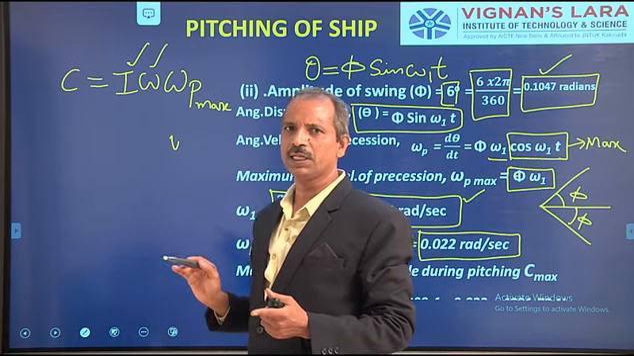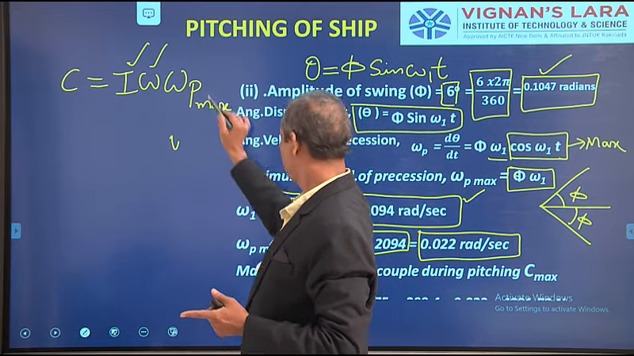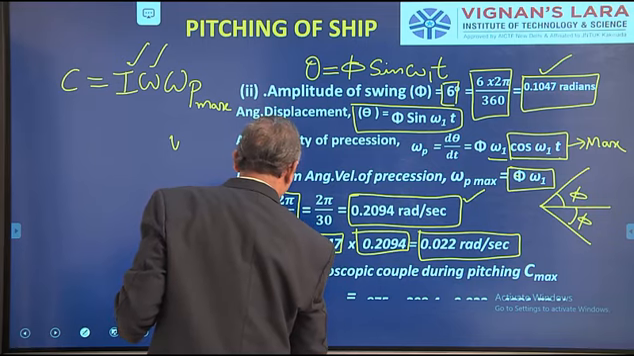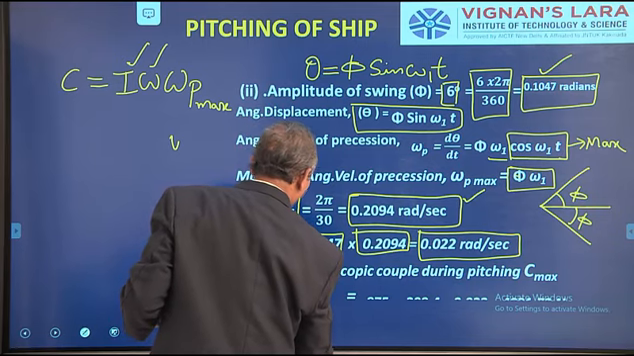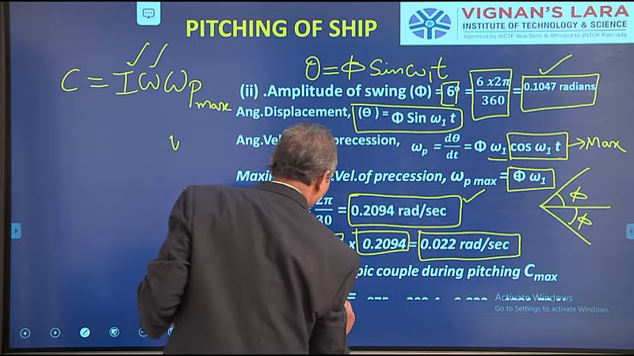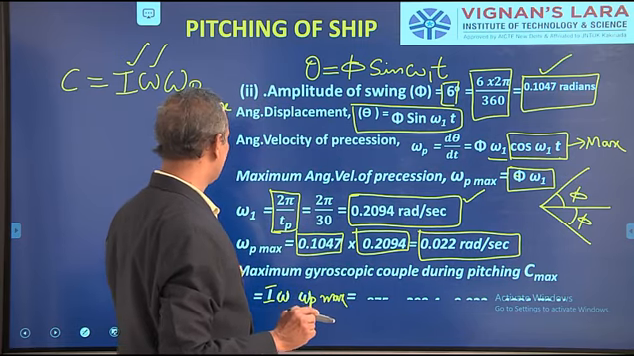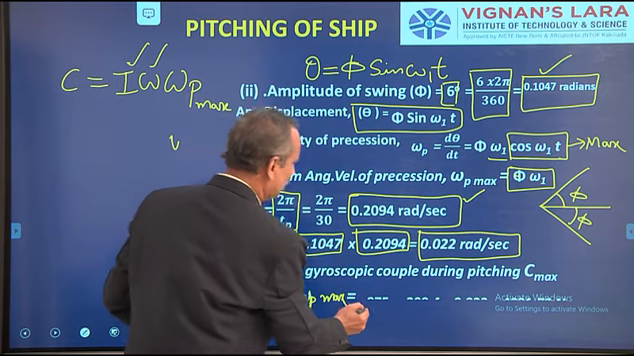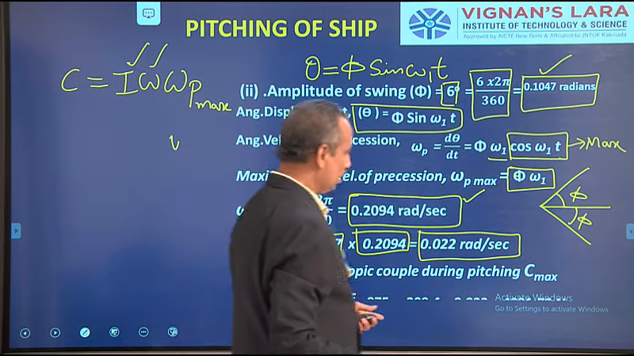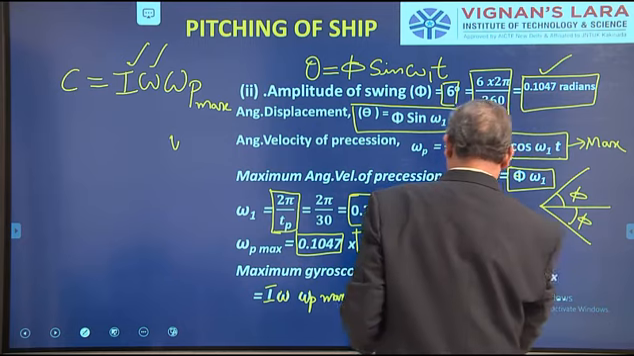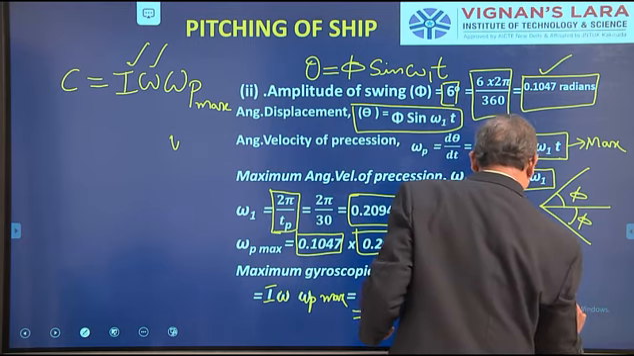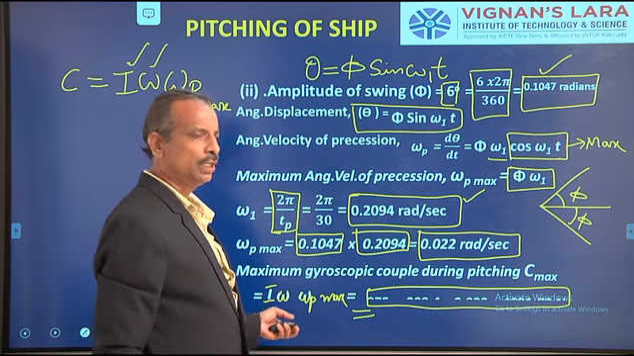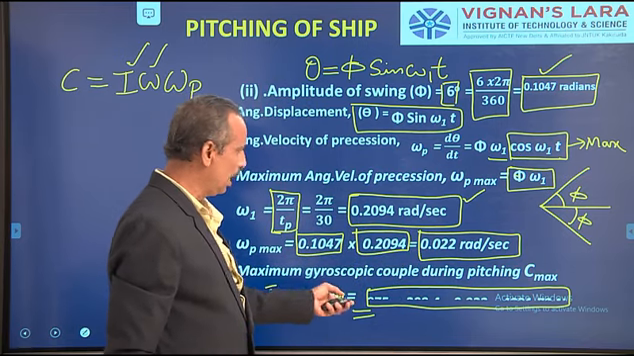Omega also will not change, that is 2 pi n by 60. Only omega p max is changed. So this is I omega p max. By substituting the values of I omega p max, you will get this answer. I intentionally kept it open because you have to solve it.